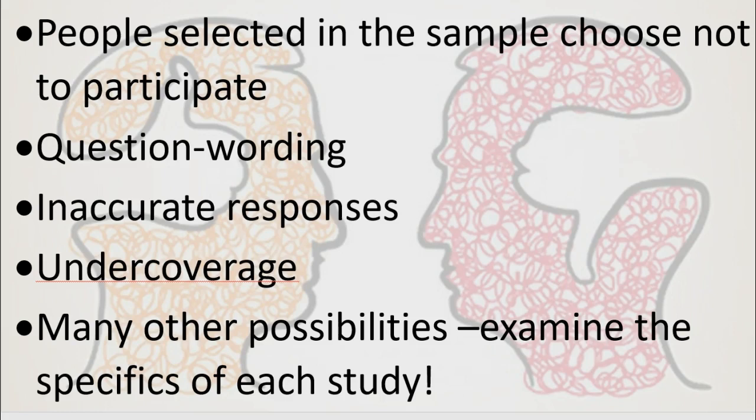Recall that sampling error occurs when the statistic is not equal to the parameter due to looking at a sample instead of a population. This type of error is expected, and we have statistical methods for estimating sampling error. The more problematic type of error is non-sampling error.